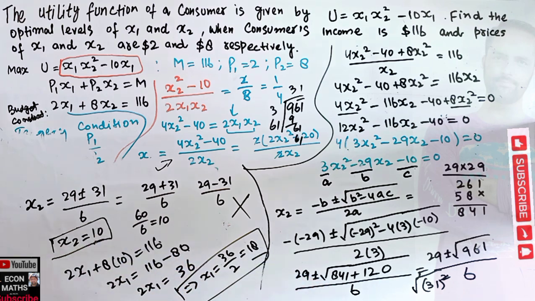Okay, that means a consumer will be at equilibrium, or at the optimal point, when he consumes 18 units of x1 and 10 units of x2, given the price of x1 is 2 and x2 is 8. Okay, simple thing. Just use the tangency condition, solve for x1 or x2, put the value again in the budget constraint to get an expression in the same variable. Okay, then find the value of x1 and x2. I hope I make myself clear. Thank you.